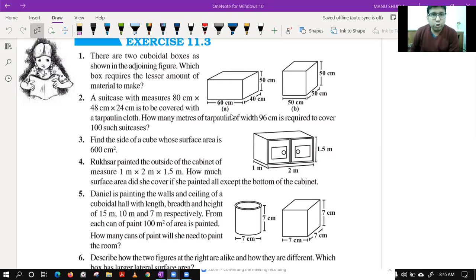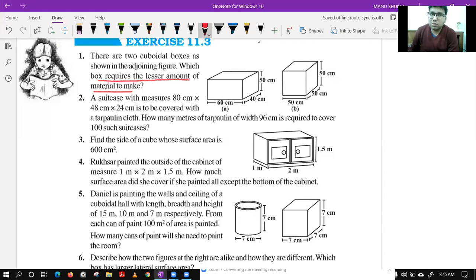So, there are two cuboidal boxes as shown in the adjoining figure. Which box requires lesser amount of material to make? So class, if they are talking about material to make, what are they talking about? Are they considering volume or surface area? Please tell. They are considering the area.